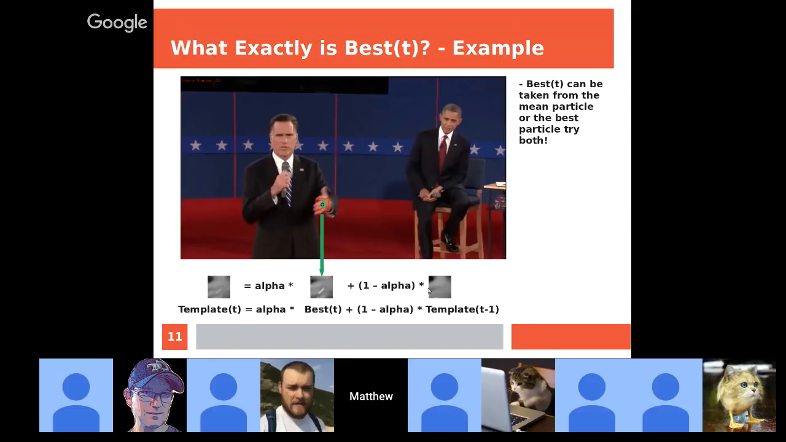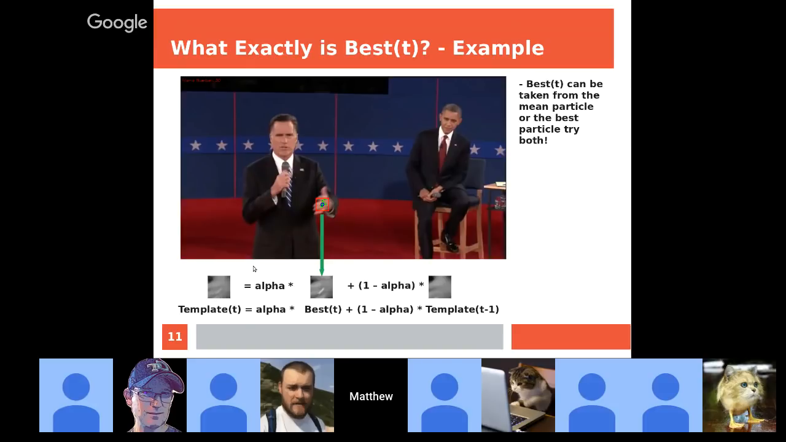This frame was processed using template at t minus 1, which I'm showing here in the lower right. So we multiply that by 1 minus alpha, and we pull right out of this video frame our best estimate of what Mitt Romney's hand looks like now. And we multiply the new template, which we're calling best of t, by alpha, and we merge those together, and we get an updated template that we'll use to process the next frame.